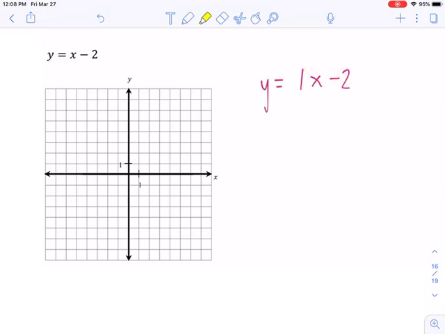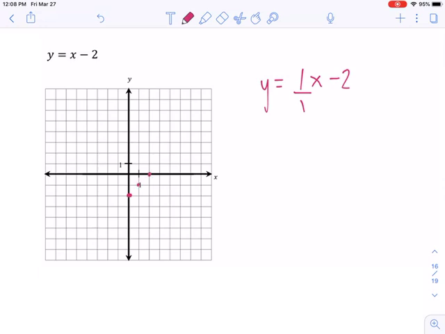Okay, so again, let's start at our y-intercept. So here it says minus 2. So I'm going to put a point down at y is equal to negative 2. And then we're going to use that slope of 1 to find our points. And again, remember that 1 is the same thing as 1 over 1. So our rise is going to be 1 and our run is going to be 1. Okay, so I'm going to rise 1, run 1.